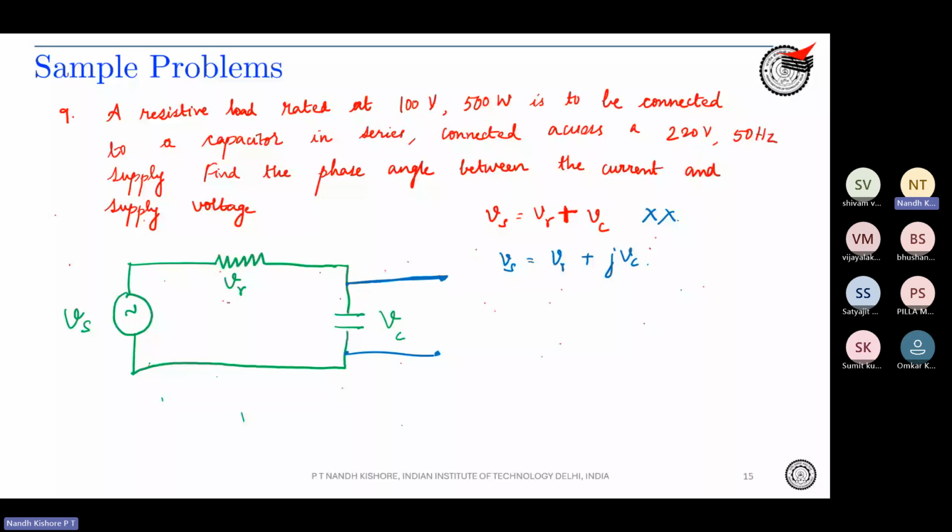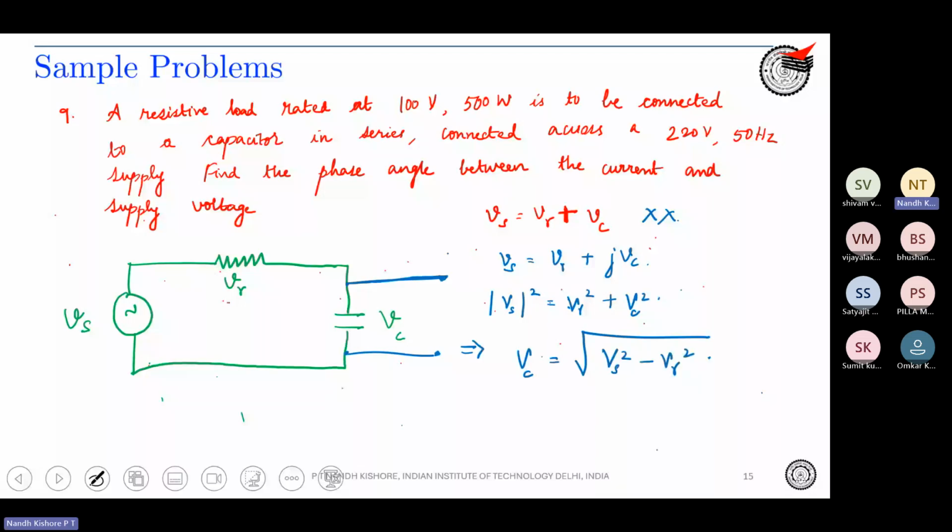Magnitude wise, Vs square is equal to VR square plus Vc square. Therefore, Vc, if you have to find out, would be root over Vs square minus VR square. Is this clear? Is this understood? Vs is equal to VR plus JVC. Yes, sir. Got it, right?